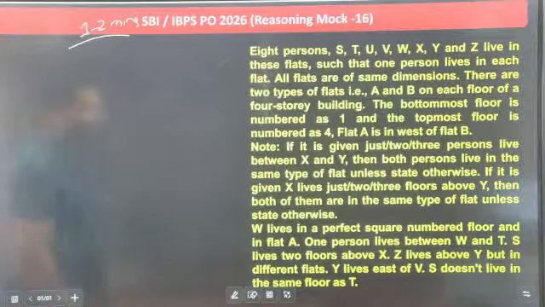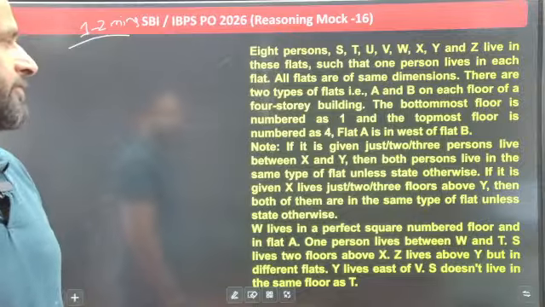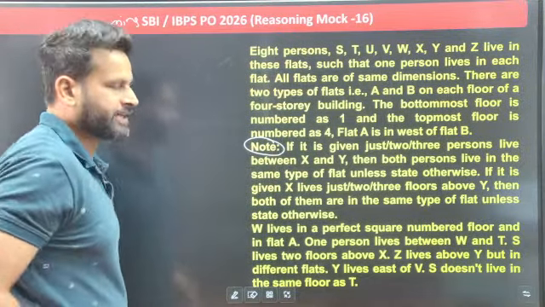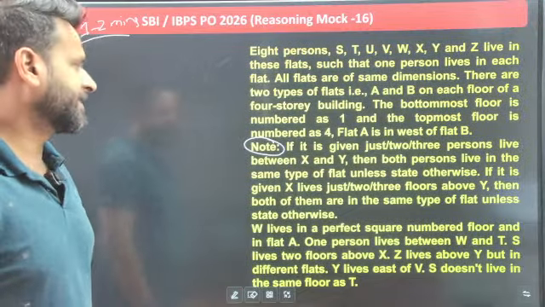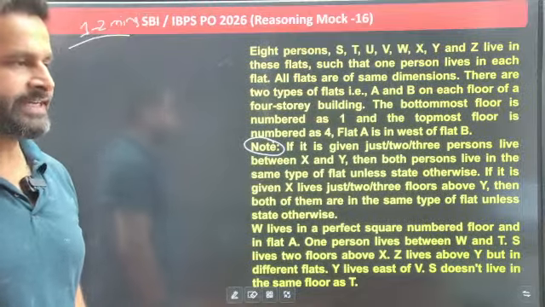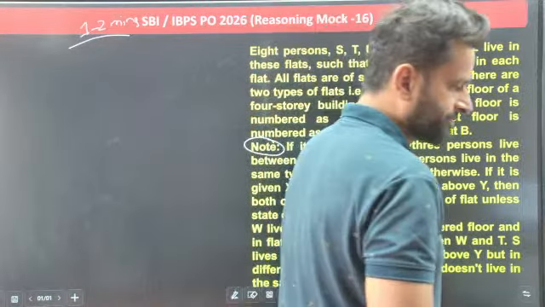Total 8 persons, 4 floors are given and two flats on each floor, flat A and B, total 8 slots. Then certain conditions are given in the note also. Read that note very carefully.